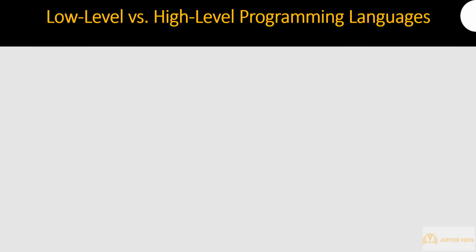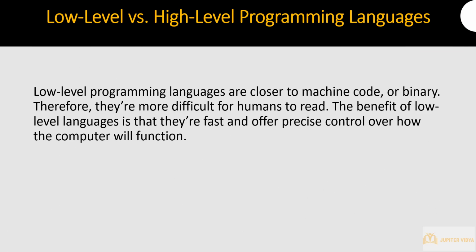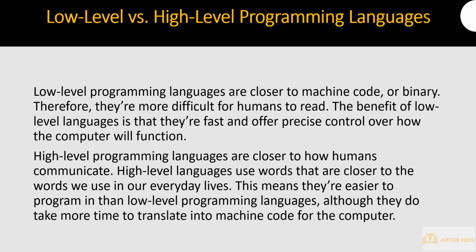Now let's understand the difference between low level and high level programming languages. Low level programming languages are closer to machine code. Therefore, they are more difficult for humans to read. The benefit of low level languages is that they are really fast and we have more control over how the computer will function. On the other hand, we have high level programming languages.